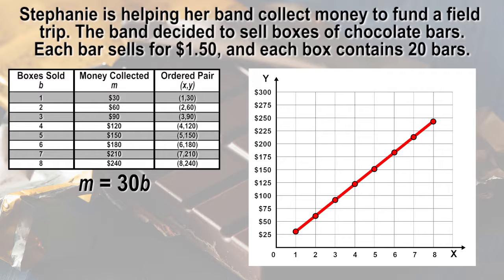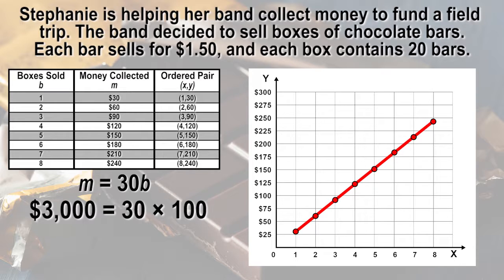Let's say that we wanted to calculate how much money would be collected if 100 boxes of chocolate bars are sold. Using the equation M equals 30B and knowing that B, or the number of boxes, is 100, we can multiply 30 times 100 to find that $3,000 will be collected.